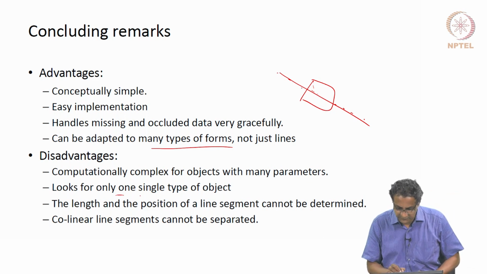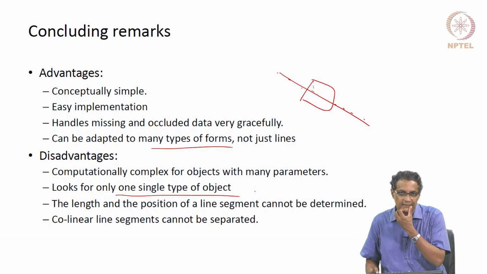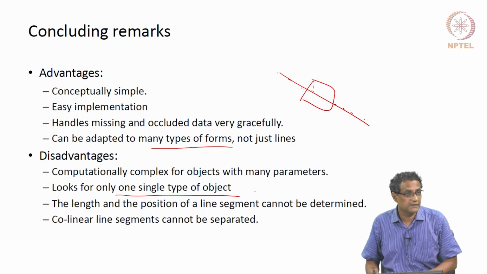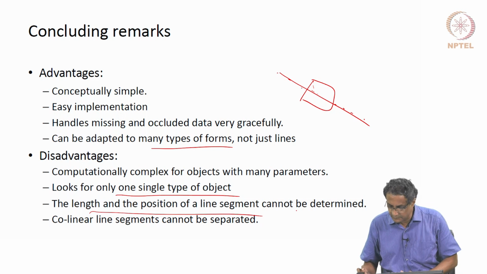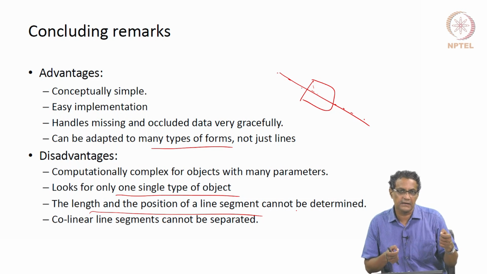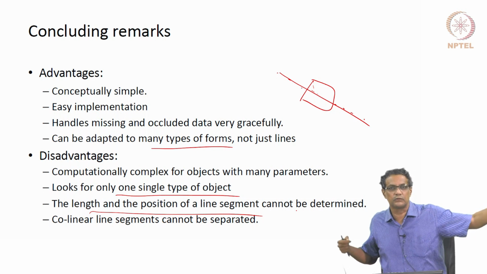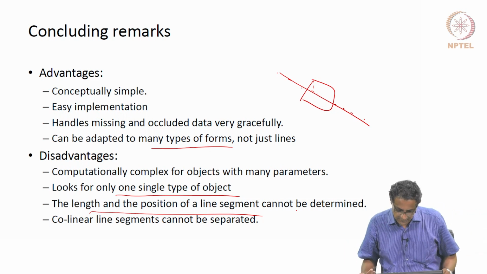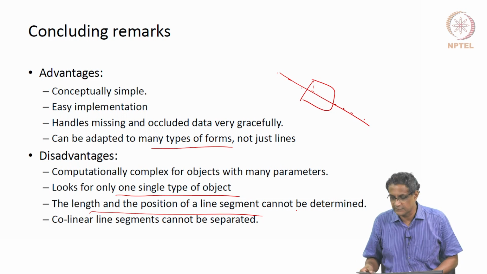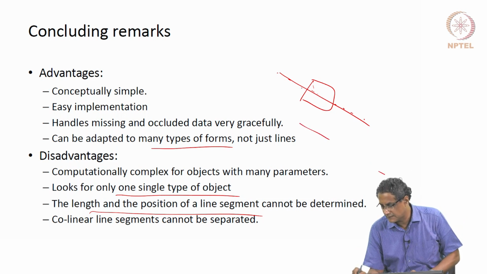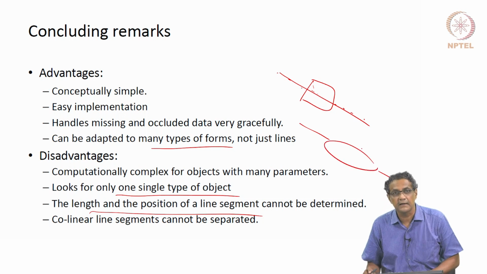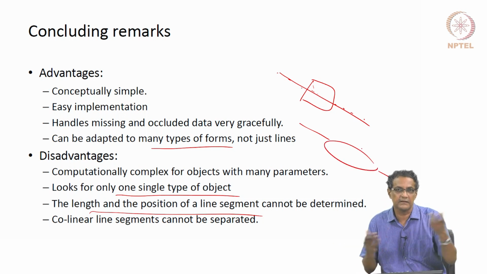It also looks for only one single type of object at a time, in the sense that only lines are what you are looking for. And you can't tell the length of the line, because it will just draw a line all through. And collinear segments it cannot actually separate, because it will think that the whole thing is a line. For example, if you had a line like this and in between you did not have anything, it might still believe that there was a line through it.